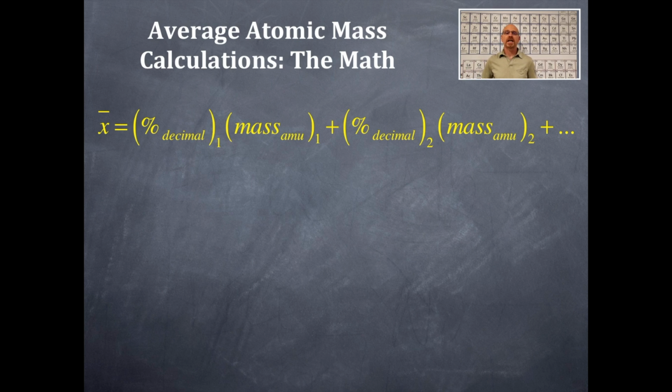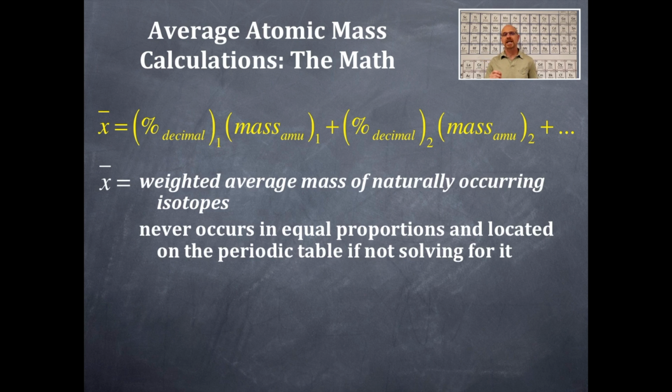So, depending on how many different isotopes you have, you use this equation 3 times or however many times is necessary to add up those percentages. That X bar is the weighted average of the naturally occurring isotopes. It never occurs in equal proportions. Therefore, there's never a 50-50 mixture of 2 isotopes or 33 1/3% of 3 isotopes.